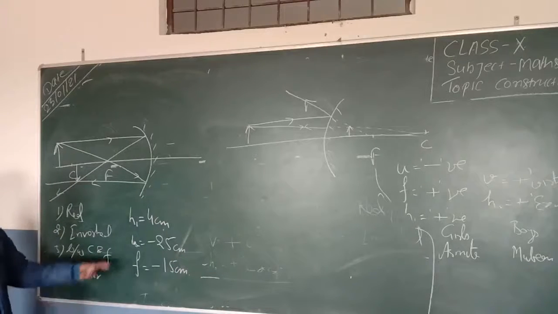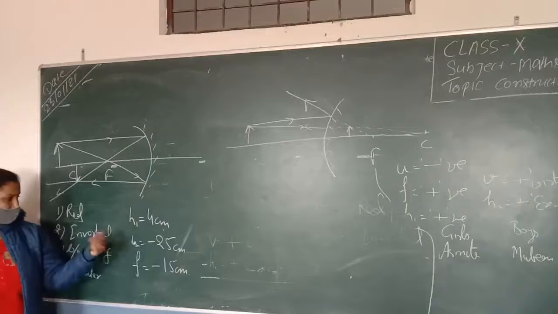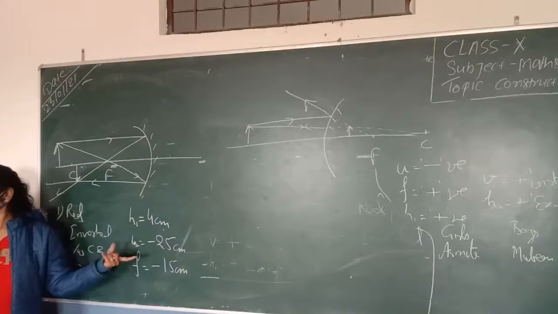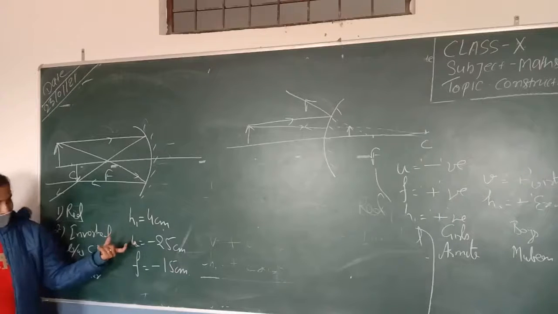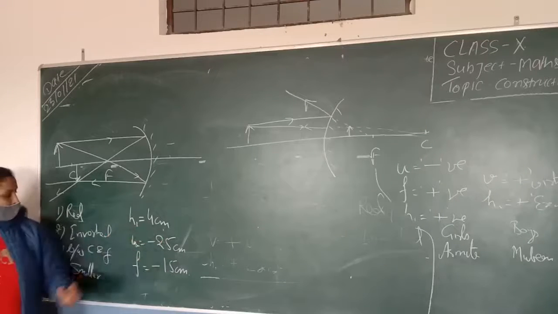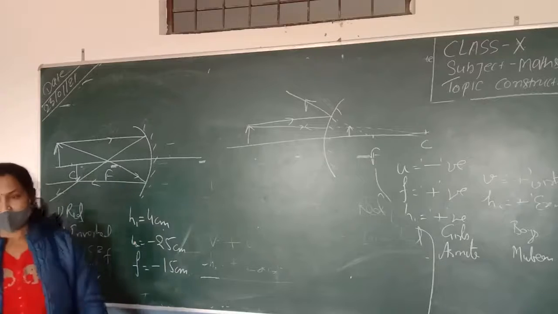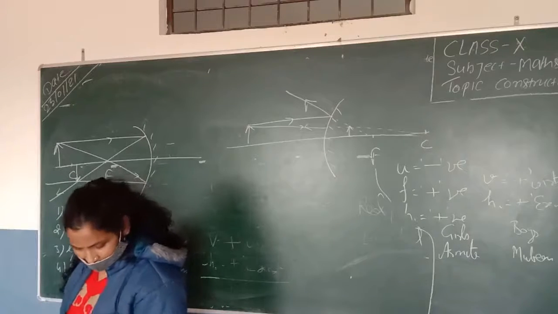Since it is given that the height of the object is this one, so this is the H1. The distance of the object from the mirror is U, and we know that U is always negative, so U is minus 25. And the focal length of the mirror is 15 centimeter, which also has the negative sign.